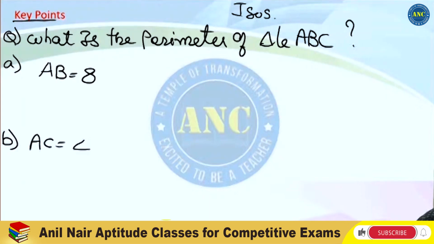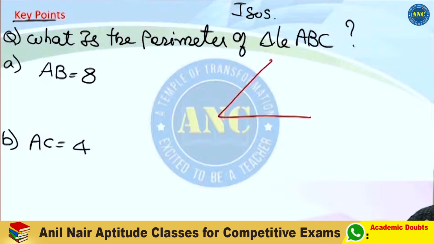AC is equivalent to 4. He is asking the perimeter of an isosceles triangle. In an isosceles triangle, the unequal side will be the base.